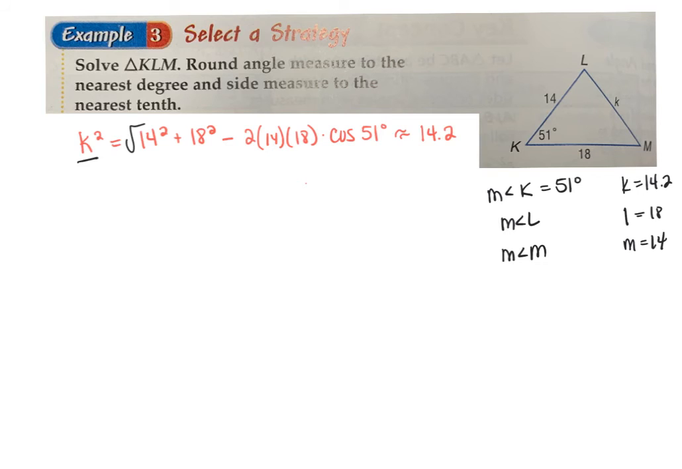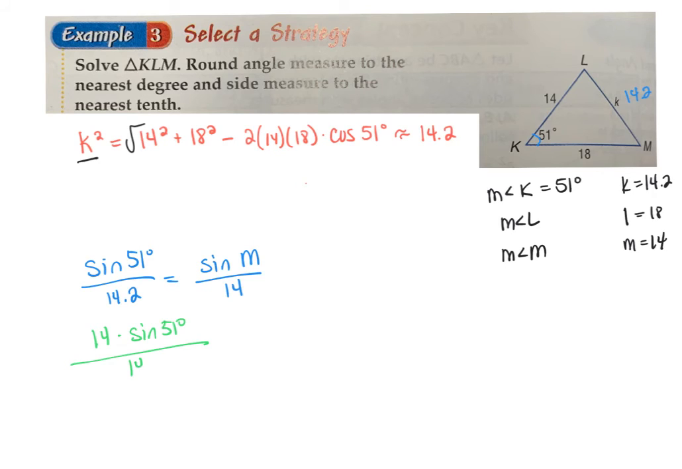Now, I currently have an angle and the side opposite. I can now move to law of sines, right? No, I don't have to use law of cosines again. I now have an angle and its side opposite. So I can say the sine of 51 degrees over 14.2 should equal the sine of, let's say, M over 14, right? And so then I can do cross multiplication. 14 times the sine of 51 degrees divided by 14.2 should equal the sine of M.